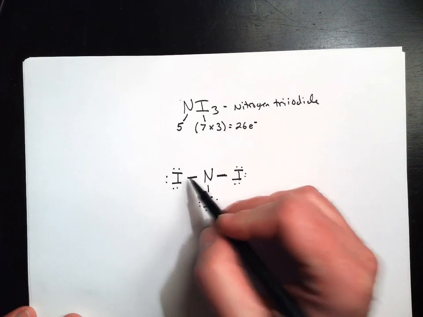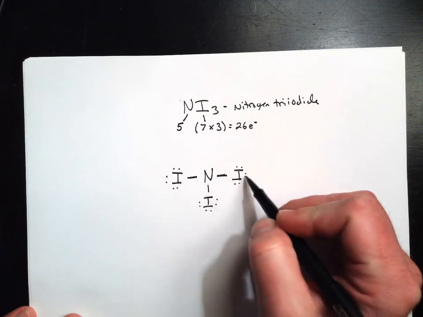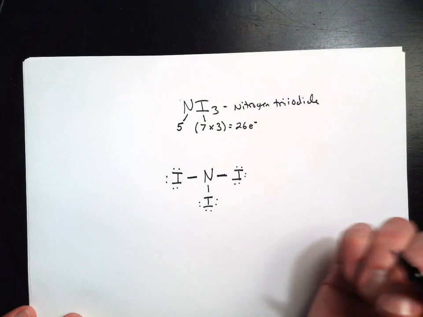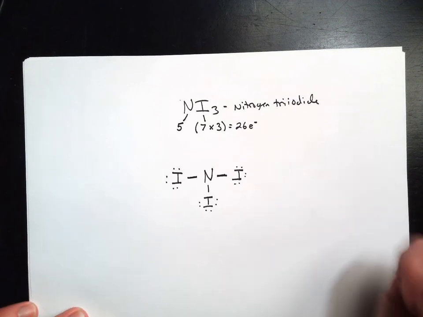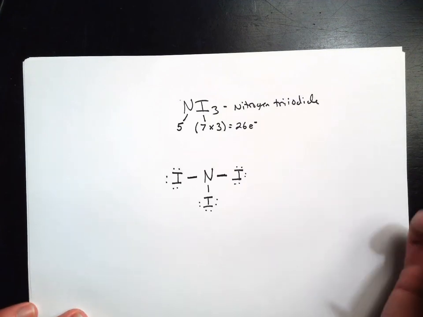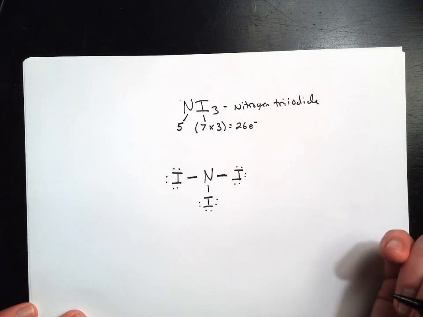Okay, so now I count the electrons again. 2, 4, 6, 8, 10, 12, 14, 16, 18, 20, 22, 24. And I've used up 24 electrons. I have 2 more to go. And this is where either step 4 or step 5 come into play.